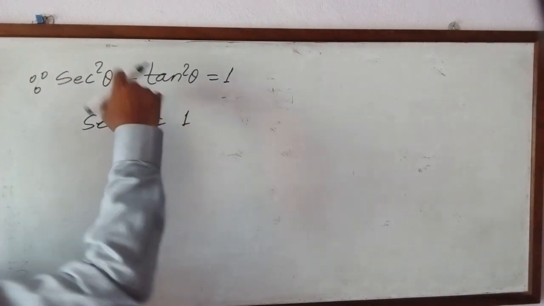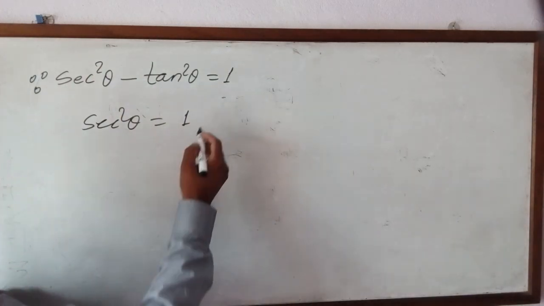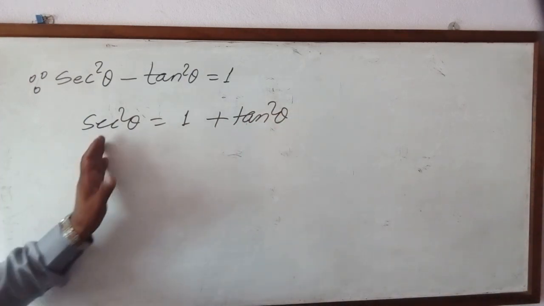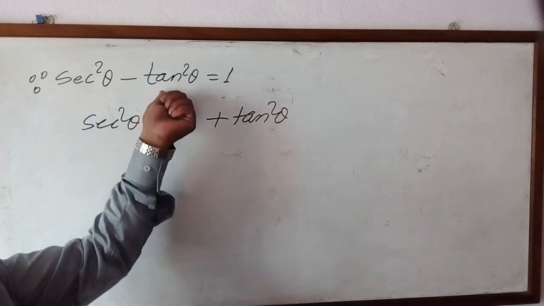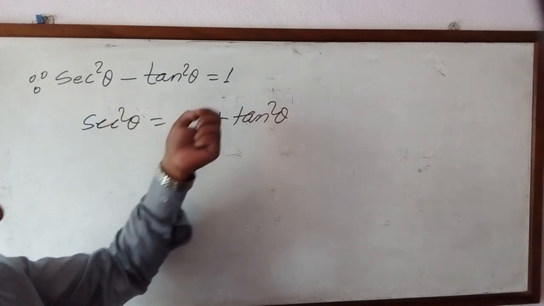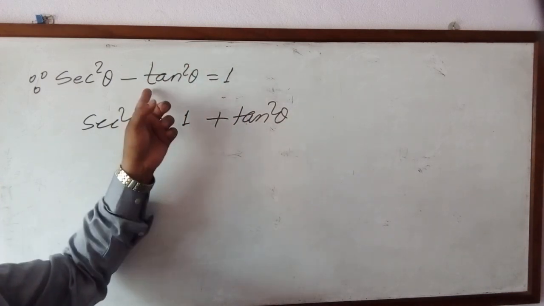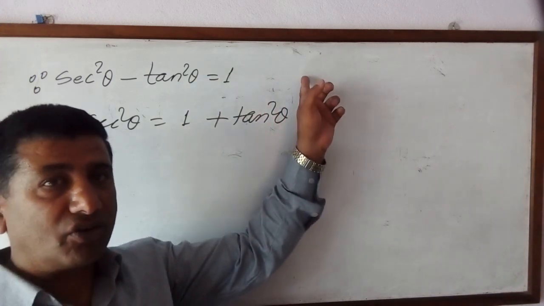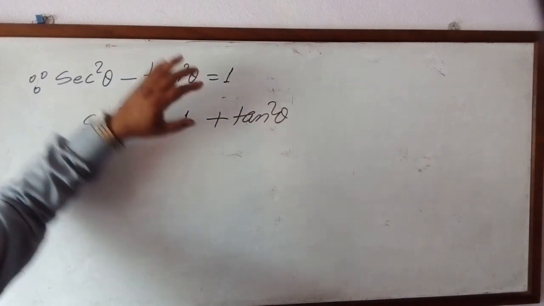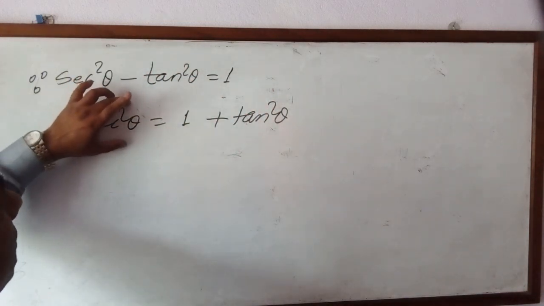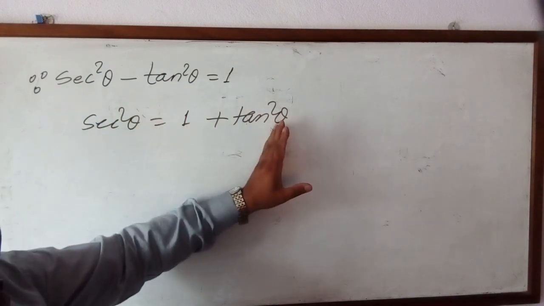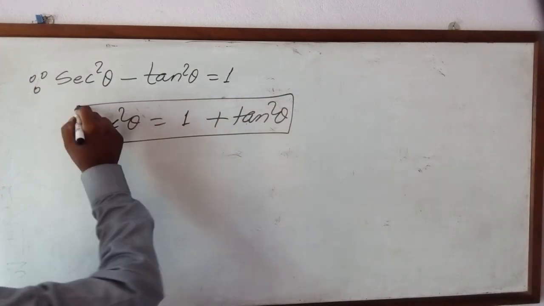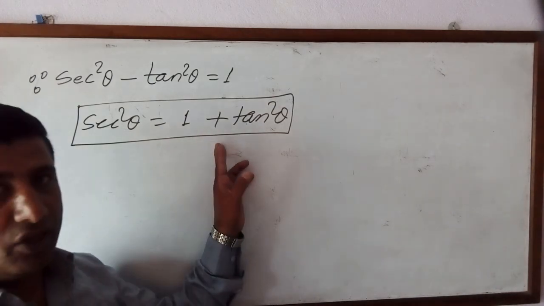When this tan square theta goes to that side, we change its sign, then it will be positive, plus tan square theta. Now sec square theta equals 1 plus tan square theta, or we have to remove this tan square theta from the left hand side. There is another way also to remove this tan square theta from here. We can add tan square theta to both sides. In this way also we can do, but we do not show plus tan square theta, we only show the right hand side. Now sec square theta equals this. This is also a formula. Now from this we derive this one. You should know this one also.